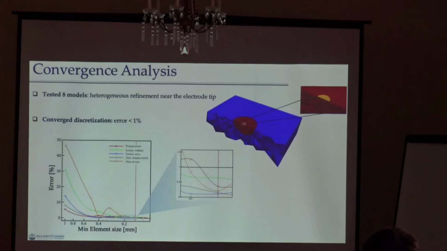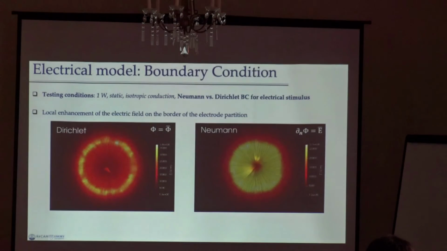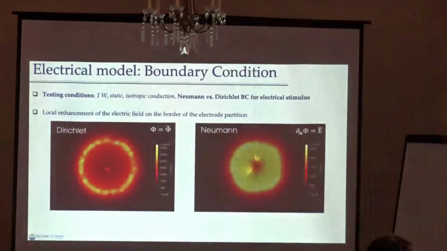We have to be sure that we have convergence from a numerical point of view, and this was one of the tests that we did. So all the variables have an error below 1%. In the proximity of the electrode, of course, we have to make a much better refinement of the mesh. And then we start testing different boundary conditions.